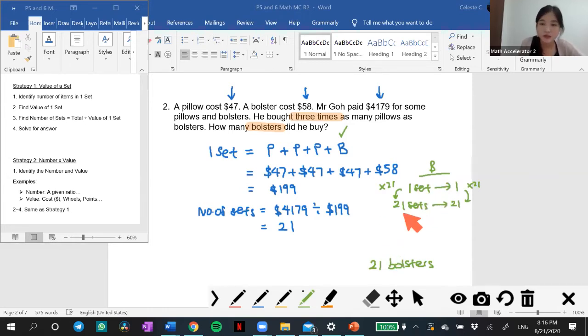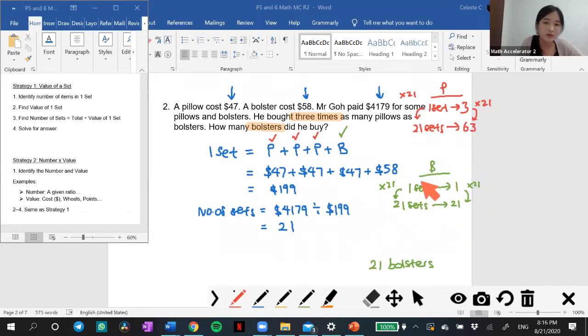Okay, times 3. If you don't understand, in one set you have 3 pillows. So if you have 3 pillows in one set, and you calculated that there are 21 sets in total, from 1 to 21, you times 21. From 3 to 21, you have to times 3. So there will be 63 pillows.